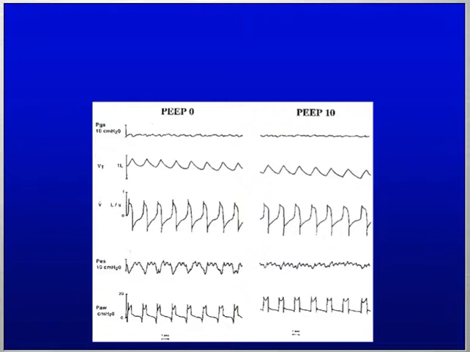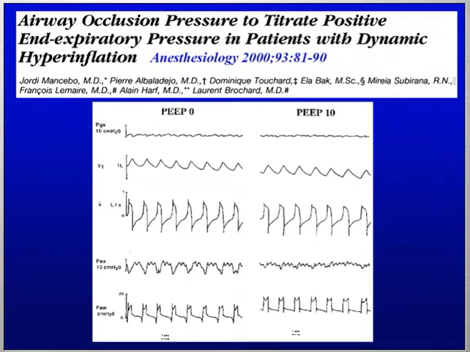The problem with adjusting external PEEP in patients with COPD is that it may have many deleterious effects, and especially increasing hyperinflation. So in this study, we tried to see whether some simple external index could help us to titrate positive end-expiratory pressure, and we used the airway occlusion pressure, which is the drop in airway pressure during the small phase of triggering and related to 100 milliseconds.